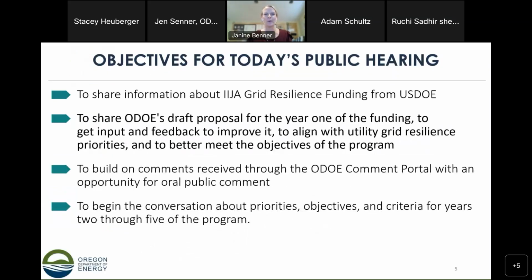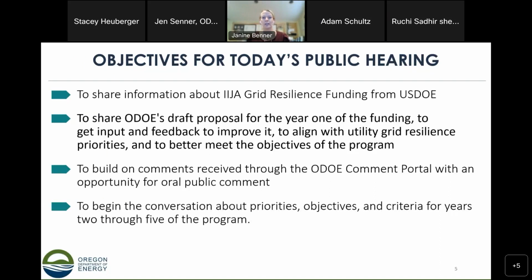Okay, so we have 4 key objectives for our time together today. First, we want to make sure that you understand how this grid resilience funding works and the parameters that we have to work within when designing the state's program. This is a huge opportunity to bring federal dollars to Oregon to help make our electric grid more resilient.